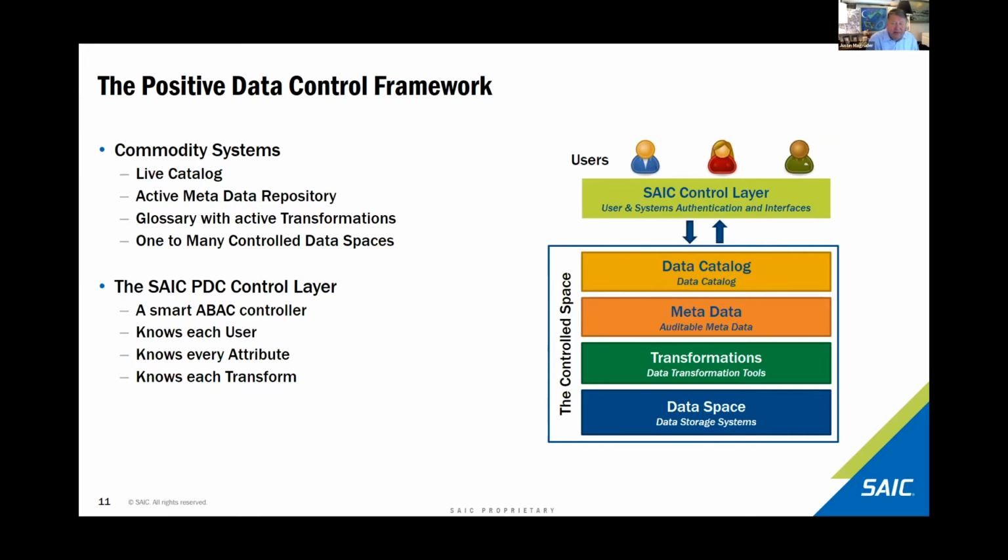So we're going to talk about this in the context of a couple of use cases we'll introduce in a few minutes. But first, we're going to step through the rationale for positive data control. And we're going to talk about this chart on the right, which is a cartoonish version of the architecture we've developed. And we're going to talk about what the real secret sauce is in that control layer.